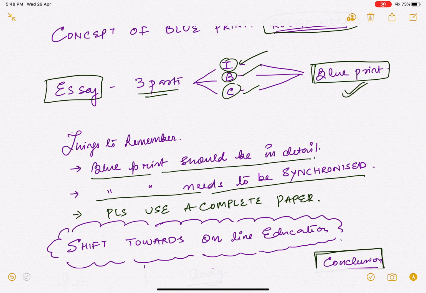Remember this, do this, else your essay won't be synchronized. The examiner will catch you all of a sudden that this person has somewhat mismanaged the essay over here, and they will catch you over there, and there is where you will fail.